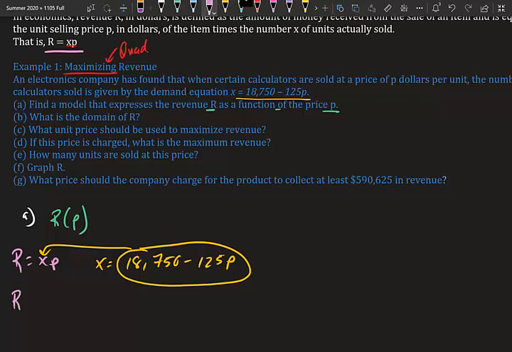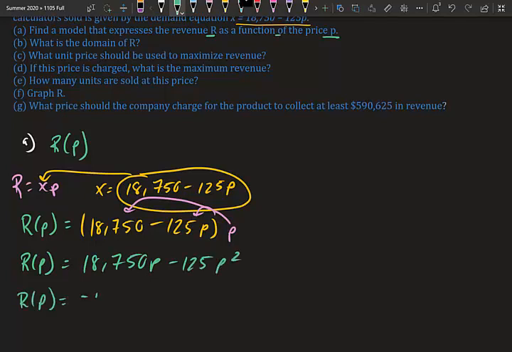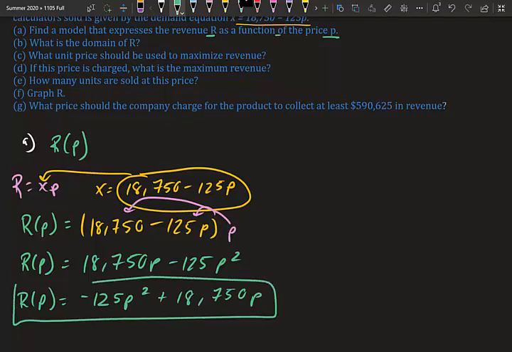We have R of P equals X, and the X we're plugging in is 18,750 minus 125P, all times P. Anytime we usually see parentheses, we're going to distribute. So when we do, we have R of P equals 18,750P minus 125P squared. We can go ahead and rewrite that to make it look better. You don't have to, but I like to rewrite it because I like to see the squared first. And now we have our model.